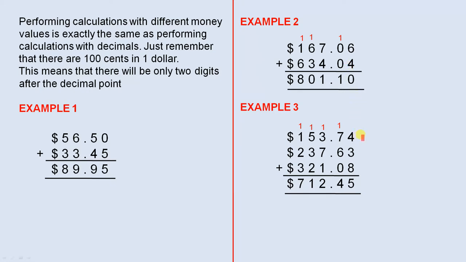Here's a third example, exactly the same. Some very basic trading, carrying across. Very important to keep the numbers in their perfect columns with the decimal points. And there's the answer, $712.45. As I said earlier, please pause the video at any time to check these answers at your leisure.